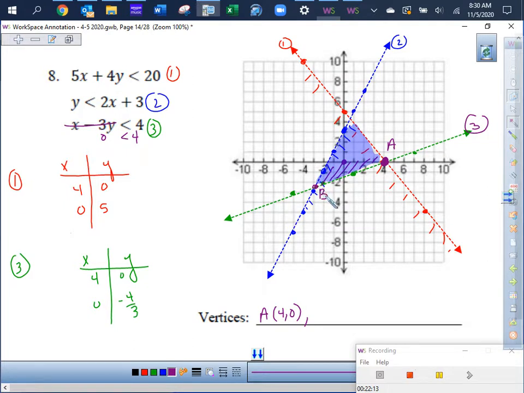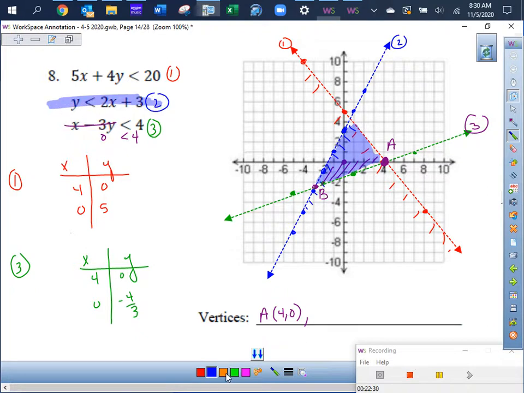So I need to know which 2 lines intersect there. That's why numbering them helps, or coloring them helps. This is the green line and the blue line, which for me is line 2 and line 3 in this case. I need to know where they intersect. And dear friends, if you haven't figured it out yet, that is the entire point of solving a system of equations: figuring out where those lines intersect, right? So we will solve a system.